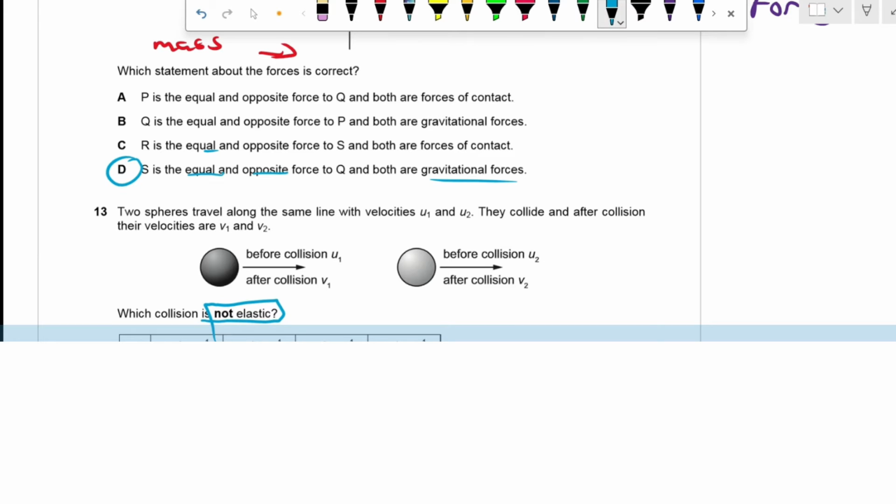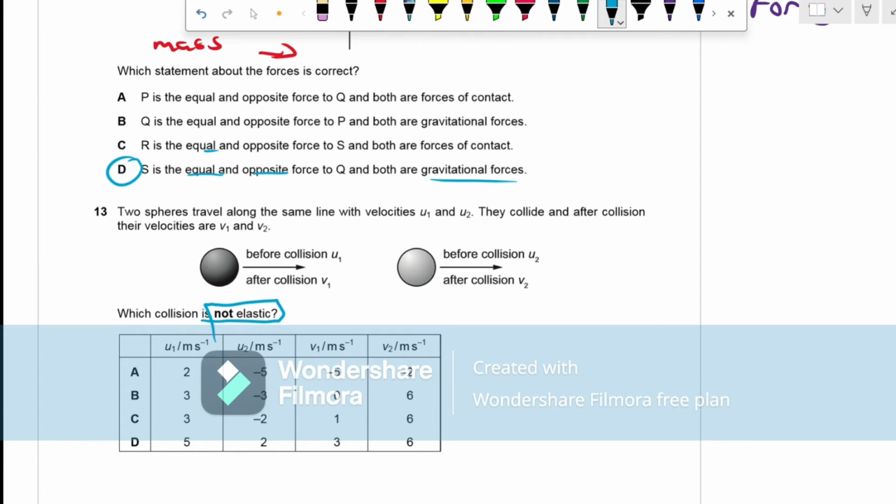Basically, an elastic collision is a collision in which kinetic energy is conserved, momentum is conserved, and the relative speed of approach is equal to the relative speed of separation. So if a collision is elastic, no energy is lost. It doesn't really happen in real life, but let's assume it did. And in this case, you want to find which equation is not elastic.